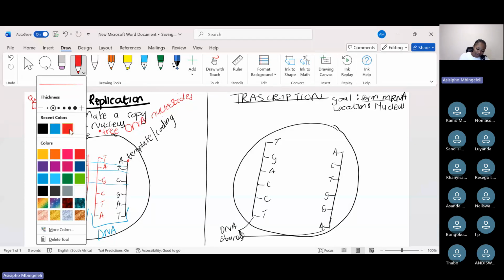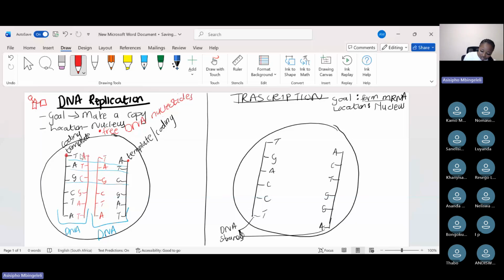The question would be, okay, what about in a test? How will we know which strand to use? They are going to tell you. How will they tell you? By labeling the strands. Now, the strand that we use will be called a template strand. The strand that we are going to use will be called a template strand. We're using it to form messenger RNA.